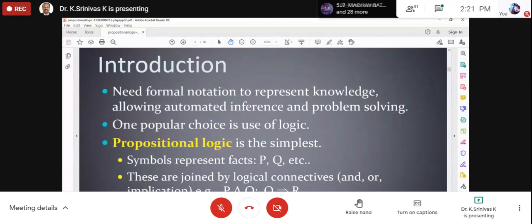So, in the introduction, we need a formal notation to represent knowledge, allowing automated inference and problem solving. So we need to have automated inference. If this is this, then this. If this is not this, then this. This is this, this is this. Like that. The second one is, one popular choice is using logic. Now we need to explain to the system with logic. If water is on the road, don't drive. It is not like that.